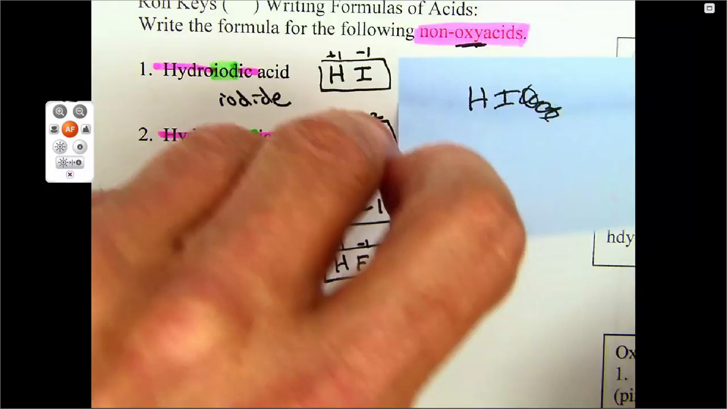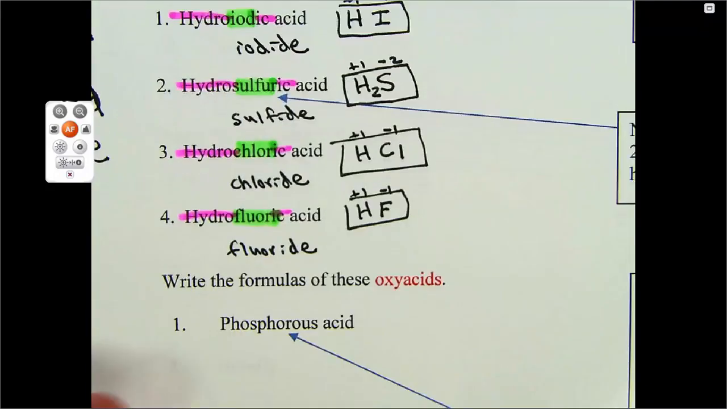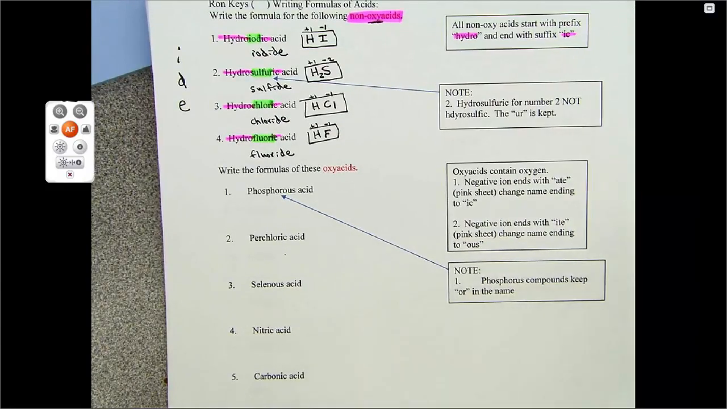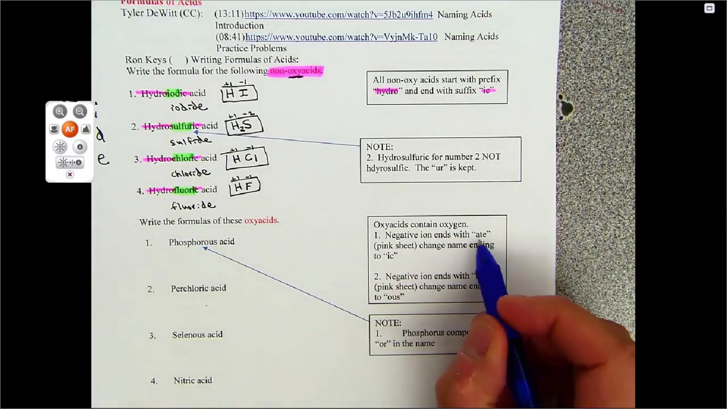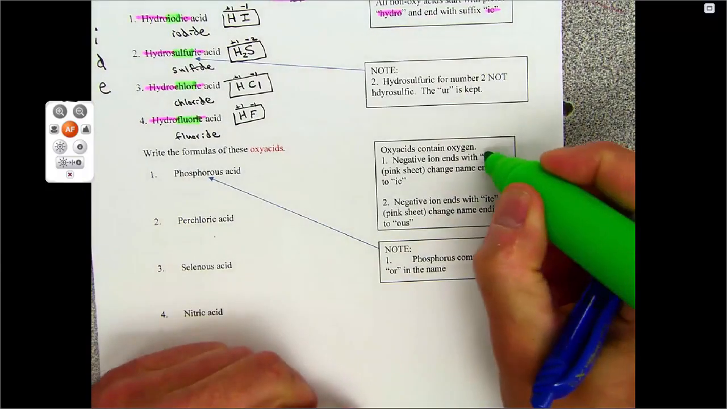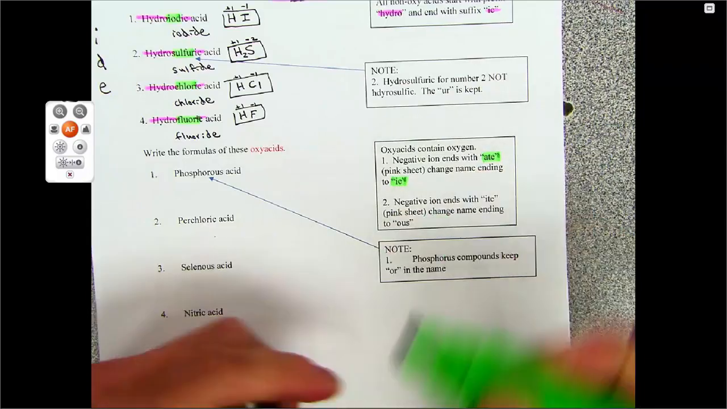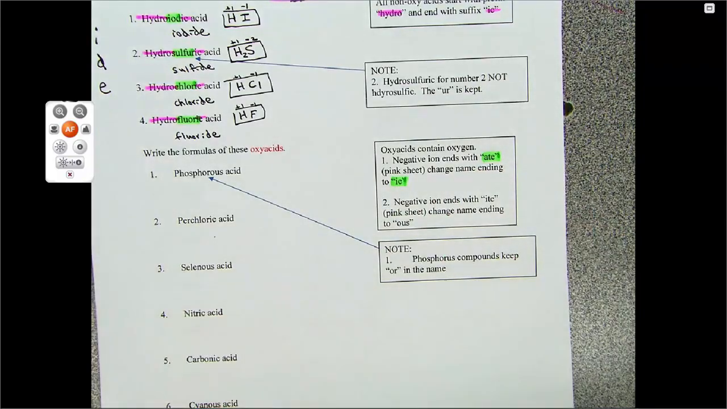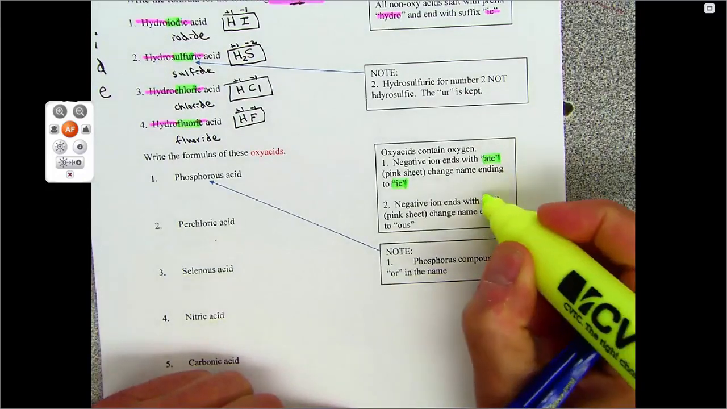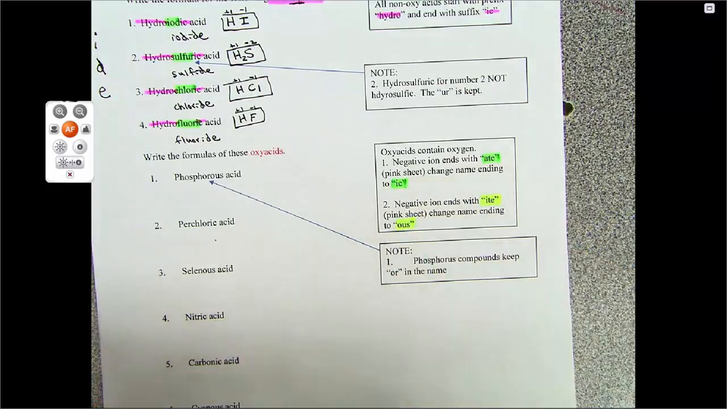So down below, we are going to have these oxyacids. They're going to have oxygen in them. Okay, so here's the quick and fancy rule down here. If the negative ion on the pink sheet ends in ATE, the name has been changed to IC. ATE to IC. If the negative ion ends in ITE from your pink sheet, the name has been changed to OUS.